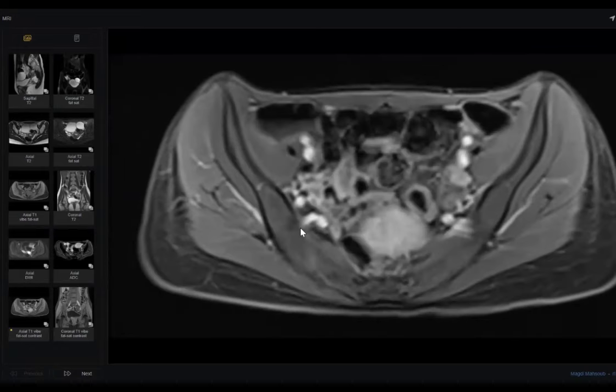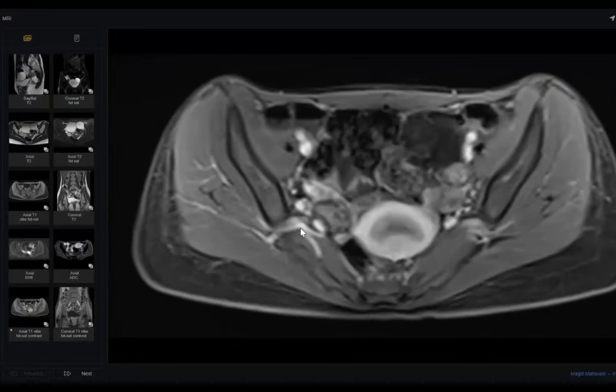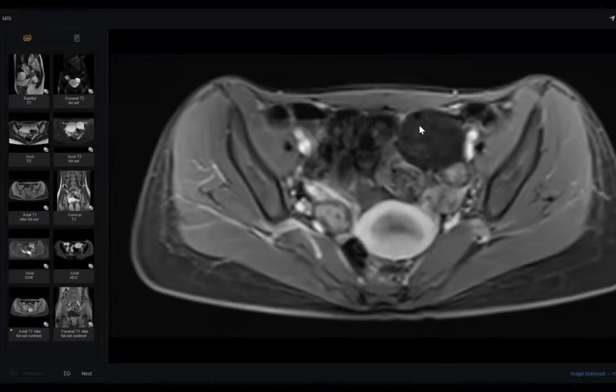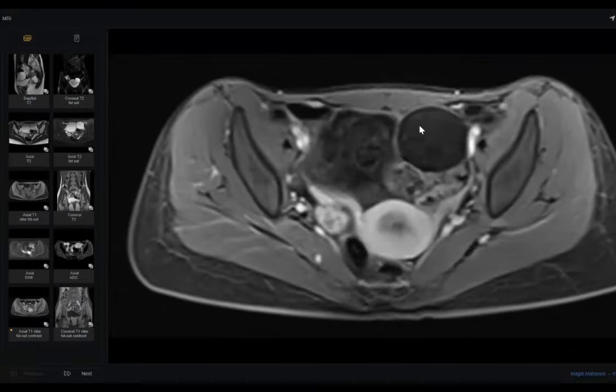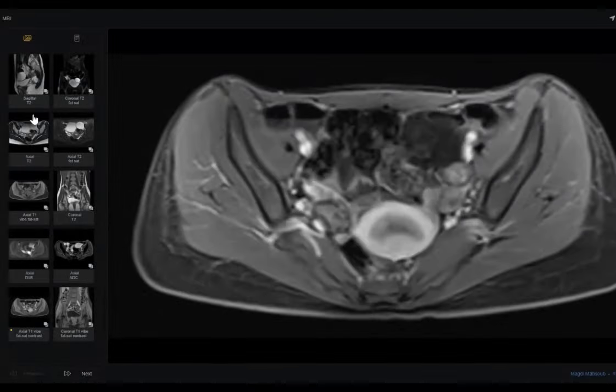What happened here? Look here. This one. This is the pedicle. The pedicle is twisted. But this pedicle is not of the ovary. This is of the para-ovarian cyst. Okay, sir. So it is again and again.